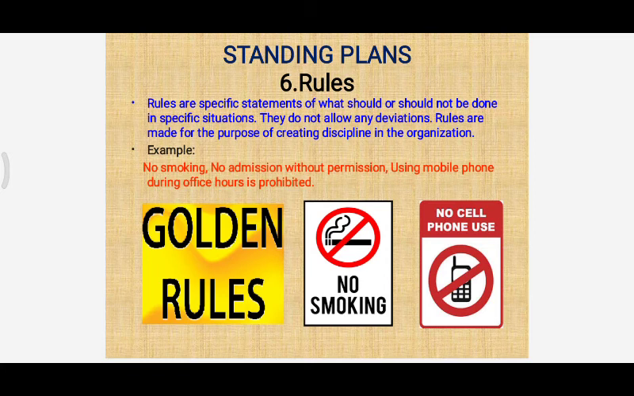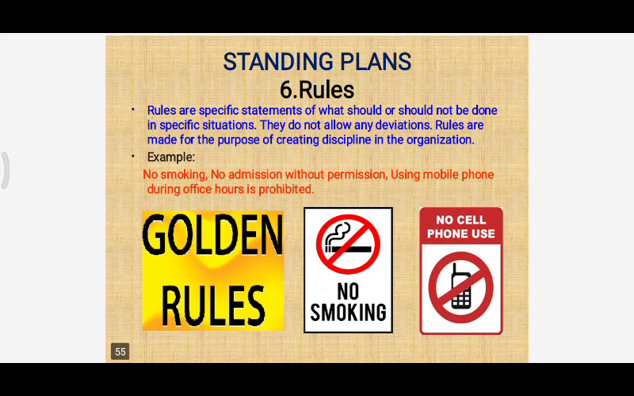For example, no smoking can be a rule, no admission without permission, using mobile phone during office hours is prohibited for personal usage. So all these are examples of rules. So in rules, no kind of deviation is allowed. Rules tell employees how they have to behave at the workplace.